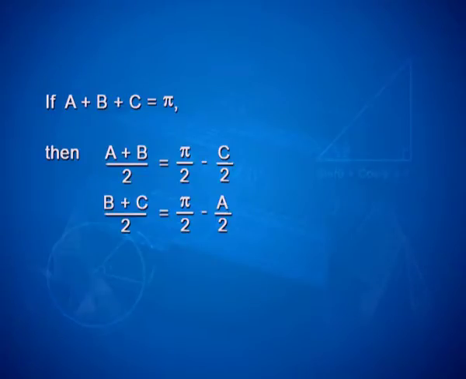If A plus B plus C is equal to pi, then (A plus B) upon 2 is equal to pi upon 2 minus C upon 2. (B plus C) upon 2 is equal to pi upon 2 minus A upon 2, and similarly (C plus A) upon 2 is equal to pi upon 2 minus B upon 2.